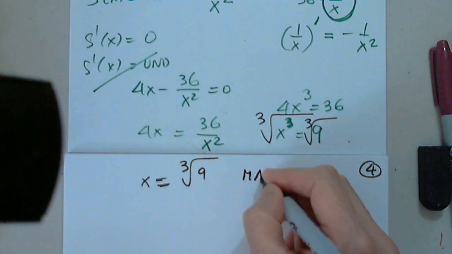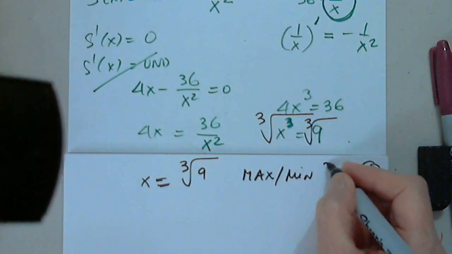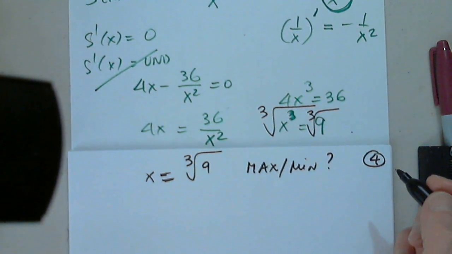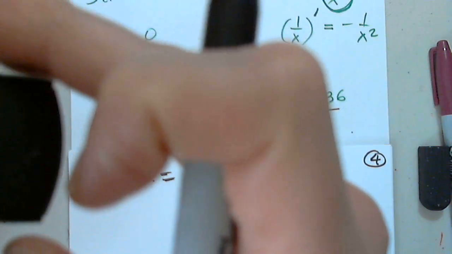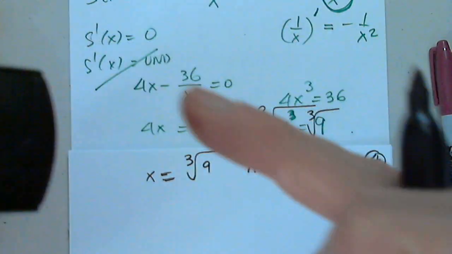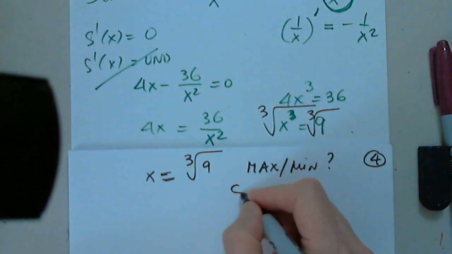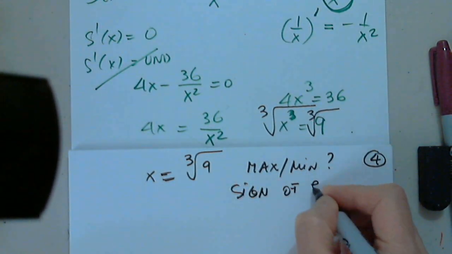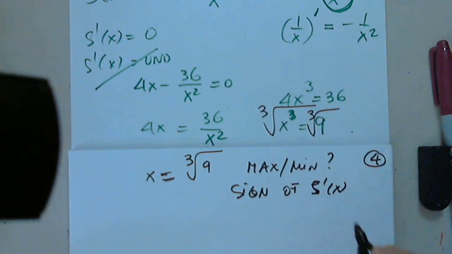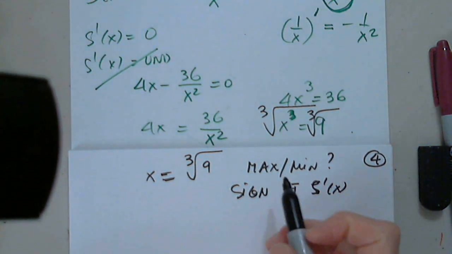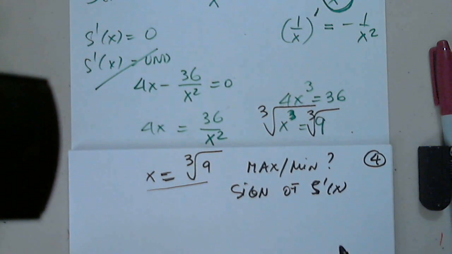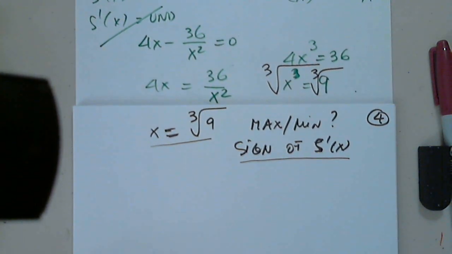Does this give a max or a min? You have to plug it back into the original equation. No. We have to find the sign of s prime of x. We don't know if this gives a max or a min. We will after we study the sign of s prime. We will know exactly whether it's a max or a min.